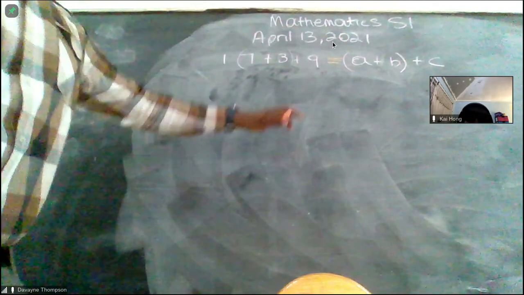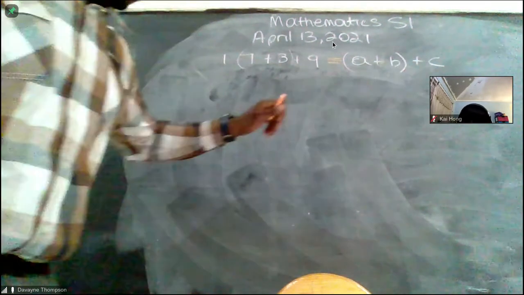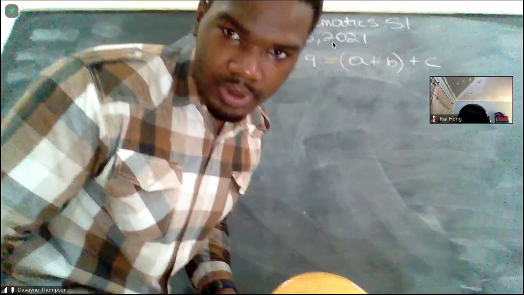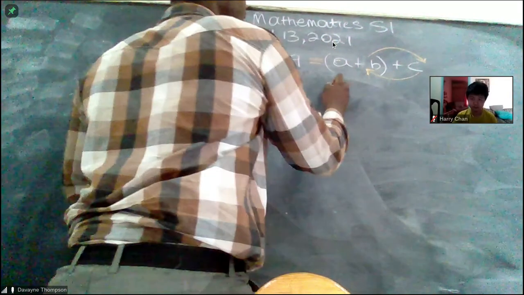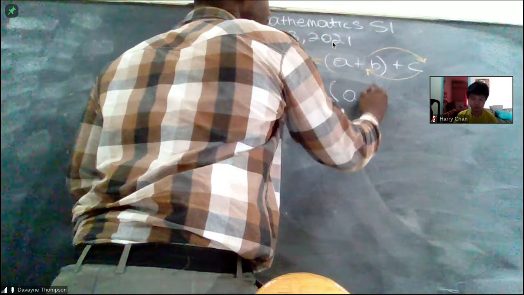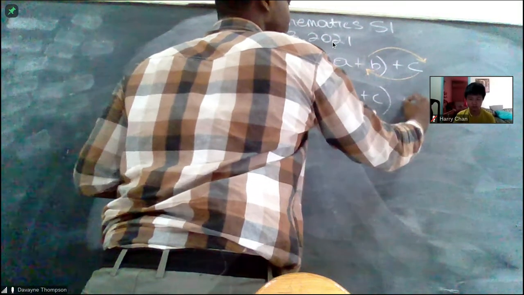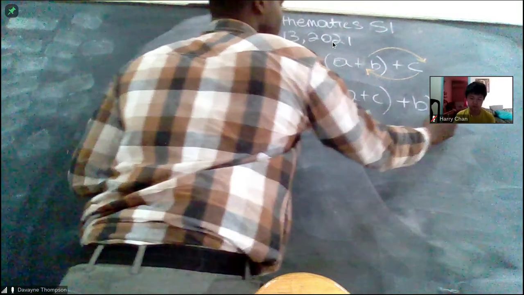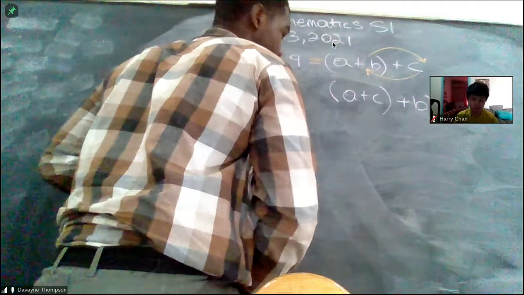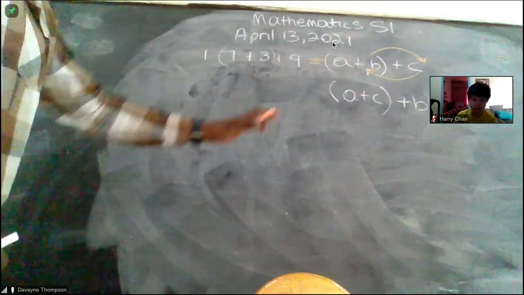Now, based on what I gave you as the formula yesterday, I told you you can swap the B with the C, right? And the new formula is going to be A plus C bracket plus B. Don't put another bracket right there. It's going to be A plus C bracket plus B.